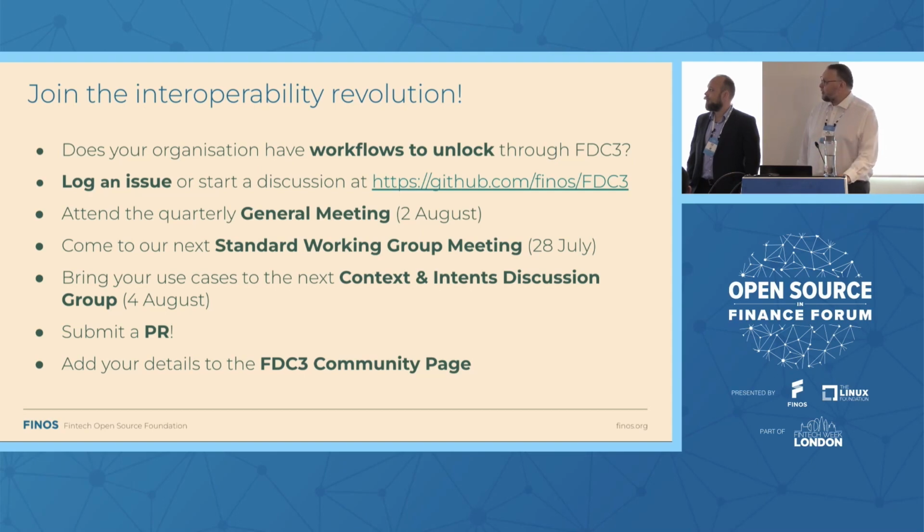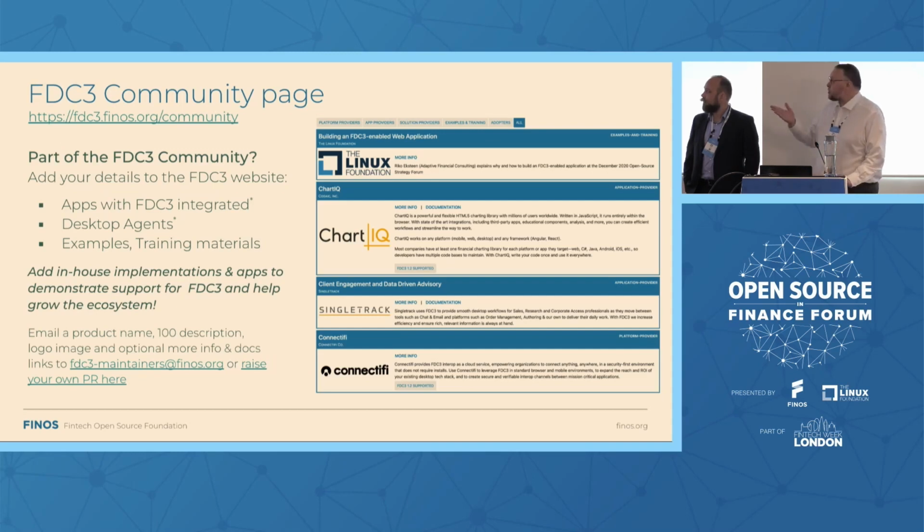Our next standard working group meeting is around the corner. We have those once a month. Do come along to that if you're interested. The context and intents discussion group, as Chris explained, will be running from now into the future, because we need to continue adding those use cases to really leverage the momentum that we've gathered so far. And then I think on stage today, the community page was called out.